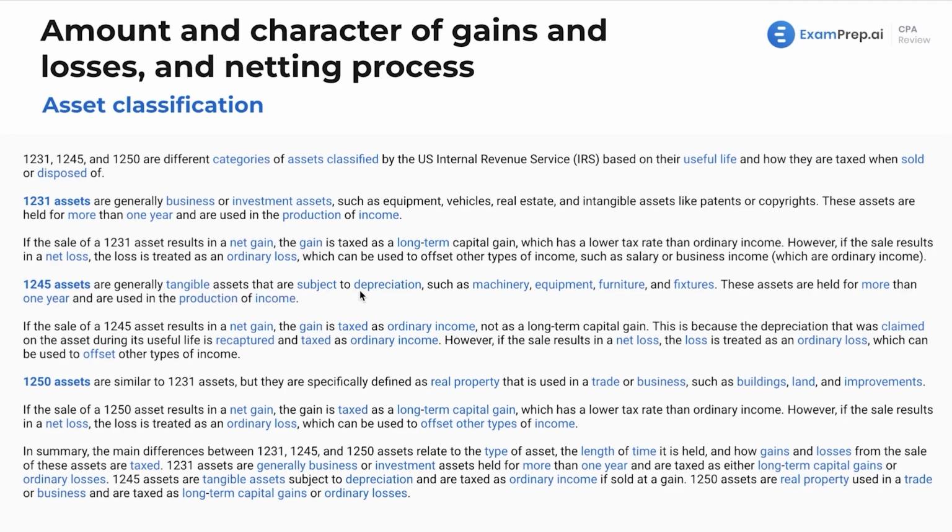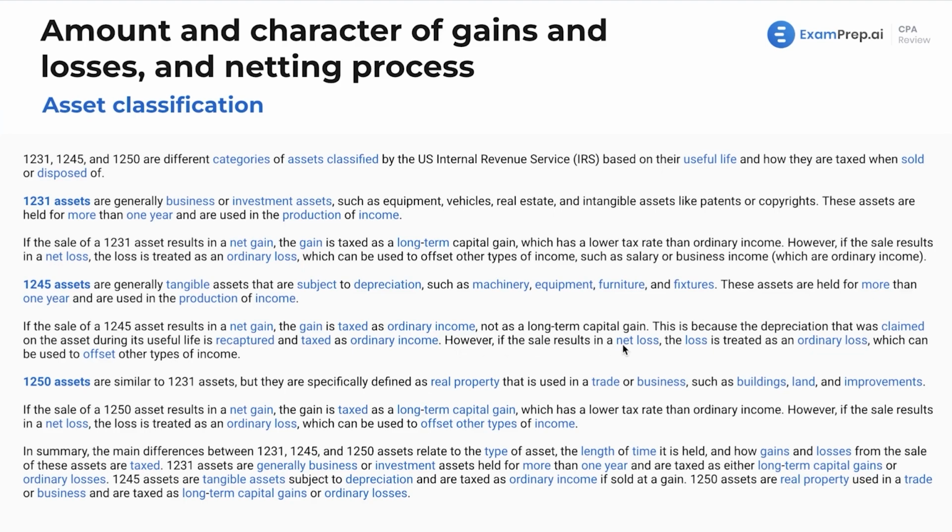Tangible assets subject to depreciation, such as machinery, equipment, furniture, and fixtures. These assets are held for more than 1 year and are used in the production of income. If the sale of a 1245 asset results in a net gain, the gain is taxed as ordinary income, not as a long-term capital gain. This is because the depreciation that was claimed on the asset during its useful life is recaptured, and that is taxed as ordinary income. And that makes sense because depreciation is an expense that would normally have reduced your ordinary income. So if you're recapturing it, you're taxing it as ordinary income.